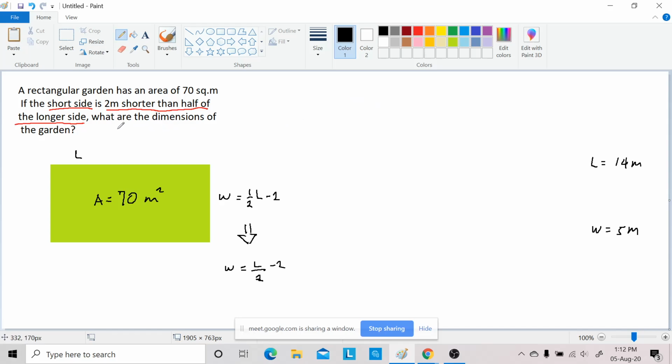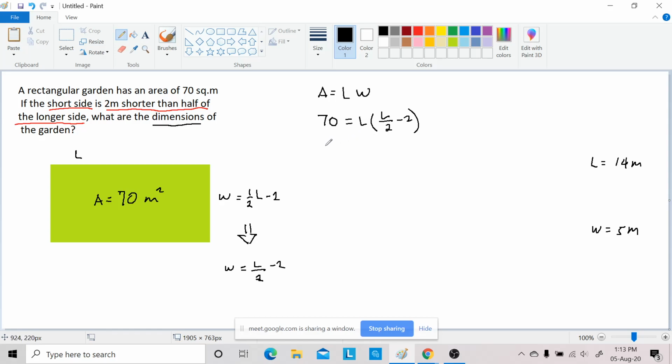Okay, so we are now asked to find the dimensions. When you say dimensions, that is now the size of its length and its width. Okay, so where do we start? We start with, again, the formula. Area is equal to length times width. Area is still given to us, which is 70, and the length is still L, multiplied by W, but W is L per 2 minus 2.